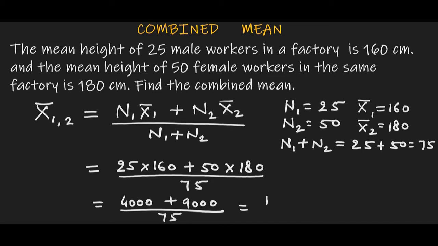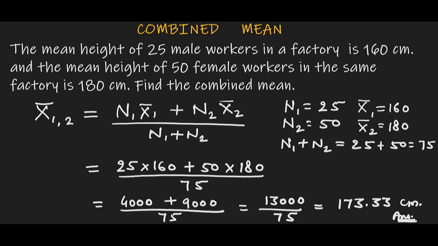This will be 13,000 divided by 75, which will give us the value 173.33. And here because we are calculating mean height, don't forget to write unit here, which will be 173.33 centimeter. So this is our final answer.